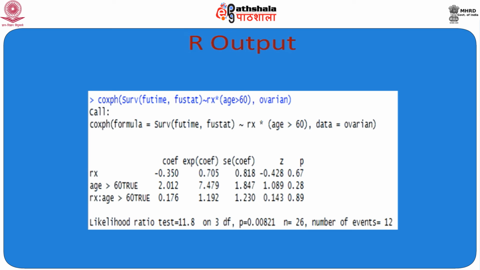However, as a whole the model can be considered a significant model, since the log likelihood test p value is coming 0.00821 with n equal to 26 and number of events as 12, and the corresponding log likelihood test is coming 11.8 with 3 degrees of freedom. So this is the example of how we can generate the additive model.